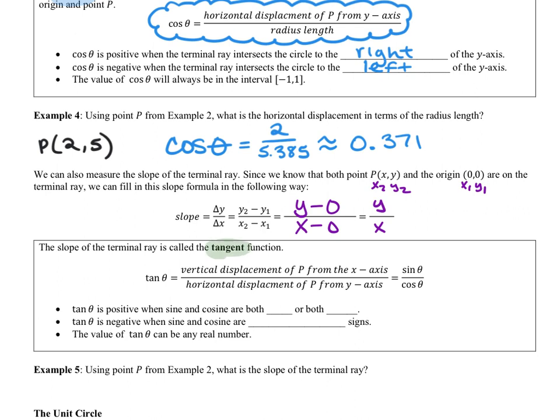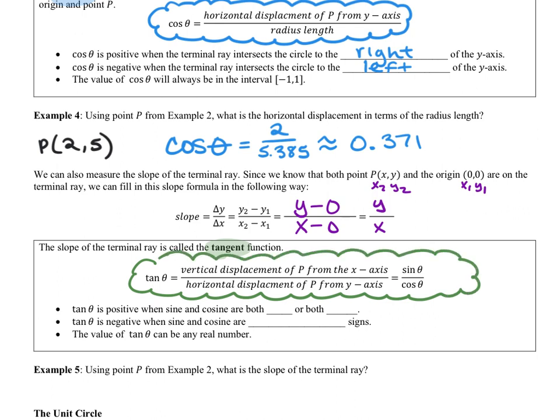Tangent function is the ratio of the vertical displacement of P divided by the horizontal displacement of P. But if you remember, vertical displacement is what we used when we did sine, and horizontal displacement is what we used when we used cosine. Their radiuses would cancel out since they're on opposite sides of a fraction, so really, tangent is just sine of theta divided by cosine of theta. And really, when we think about it, that means this is just y divided by x.